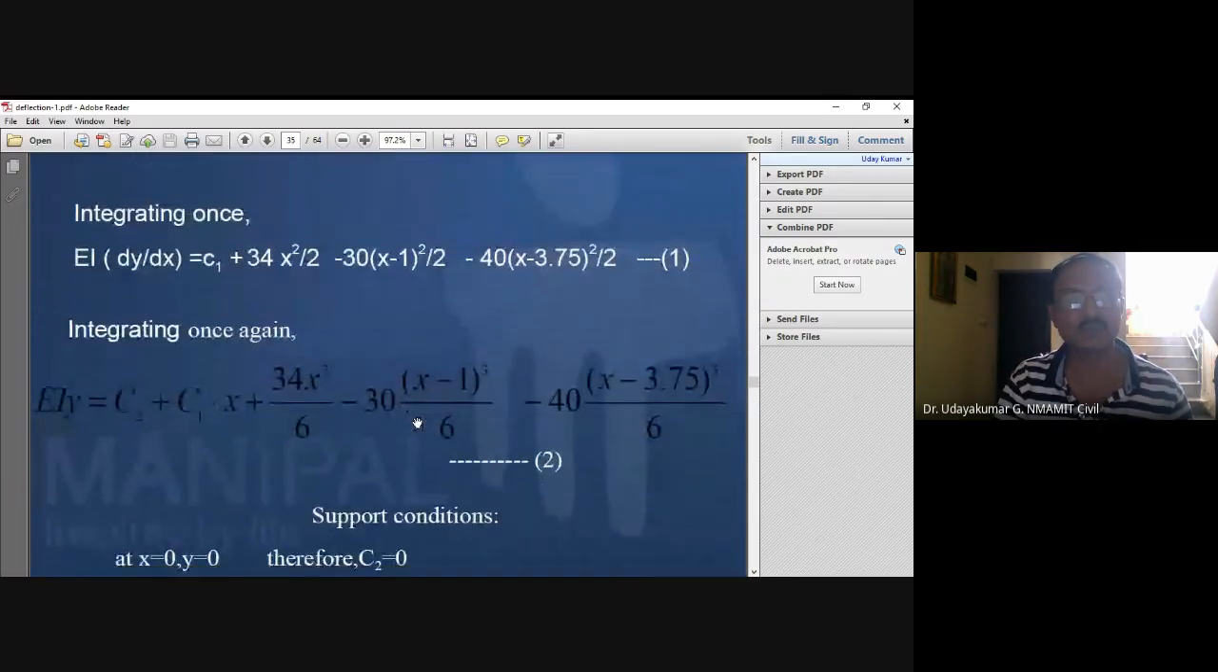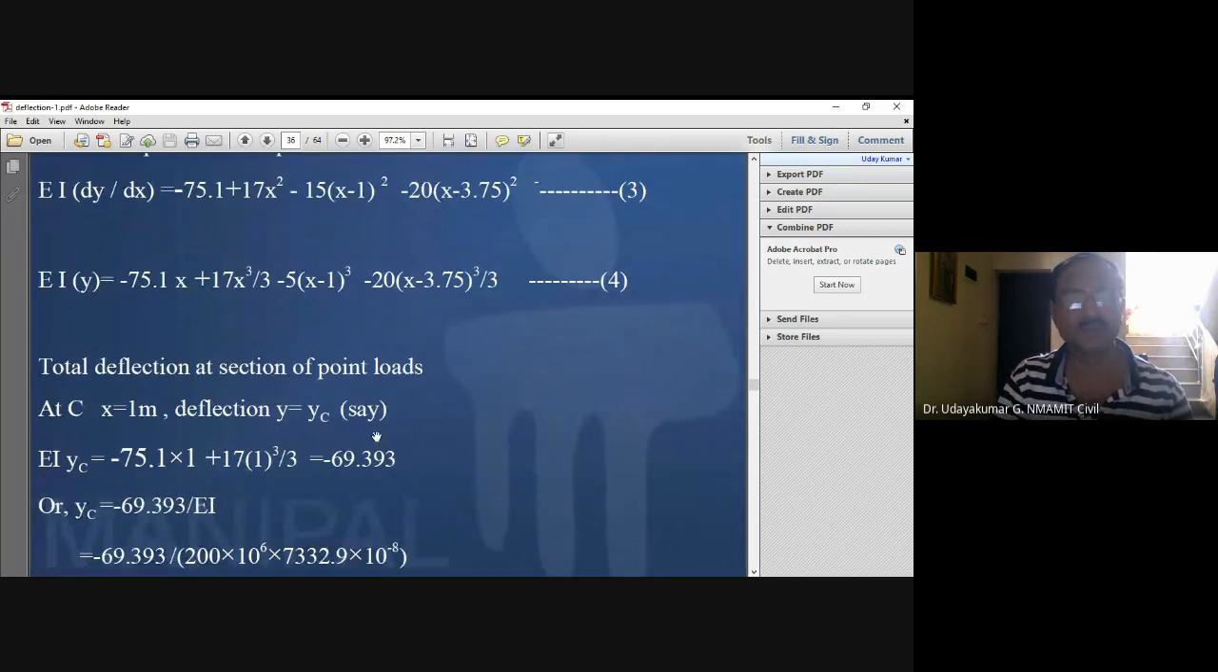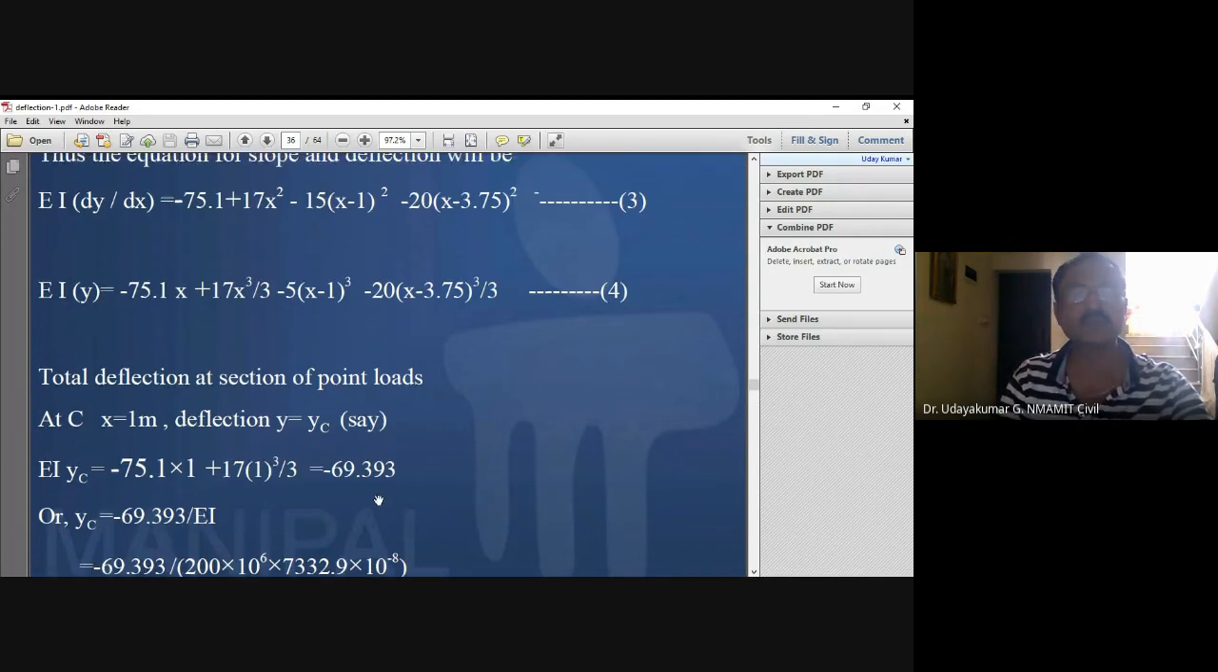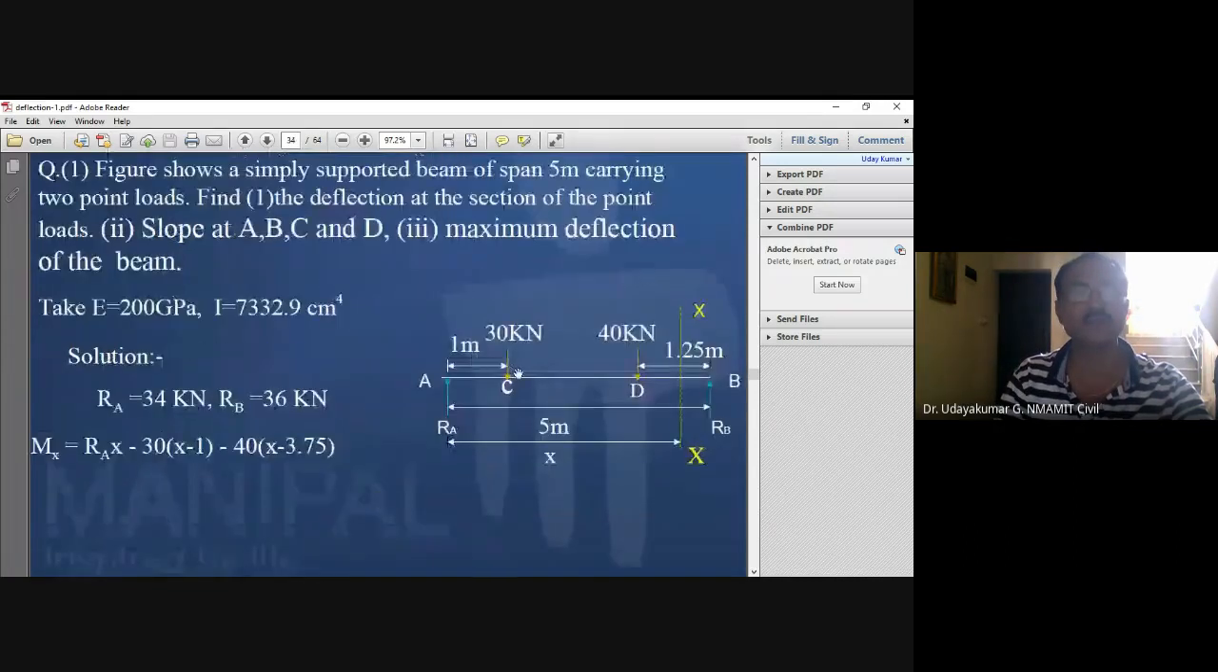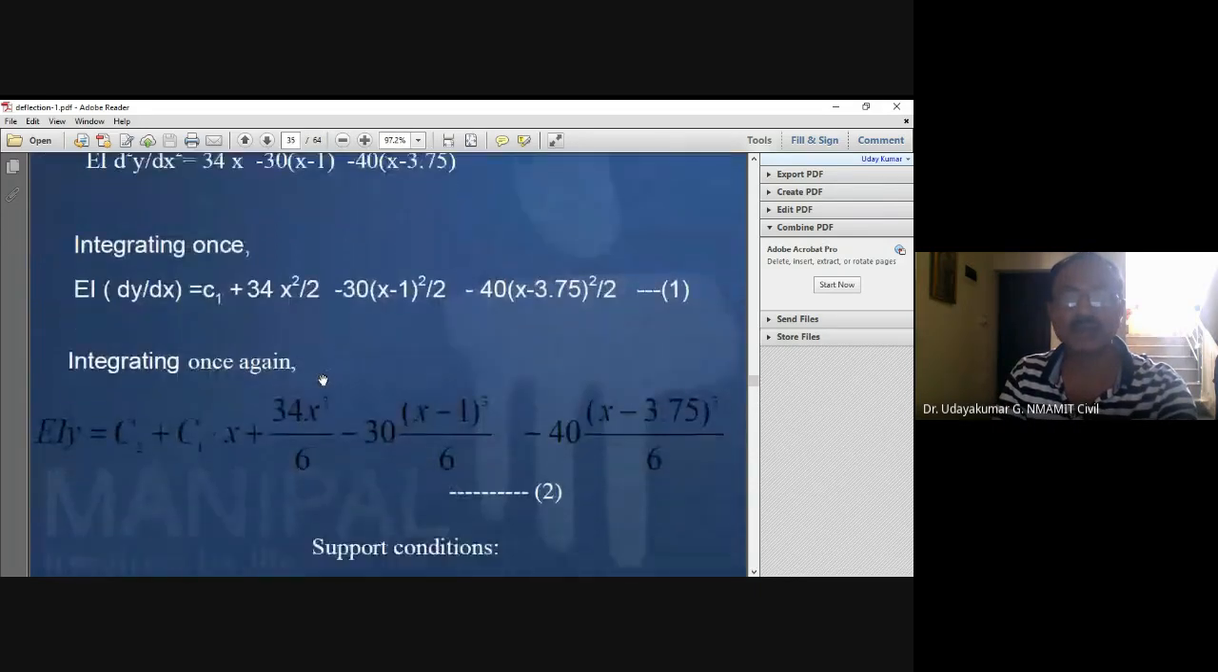Substitute the values at x equal to 1 meter, deflection at the point C, that's y equal to yc, and the value of EI to be substituted properly. Now all these are in meters and load is in kilonewton. Therefore, you have to convert this to kilonewton meter cube. So this is 210 cube kilonewton per meter square, and centimeter to the power 4 converted to meter to the power 4, 10 raised to minus 4. So EI value to be substituted properly.